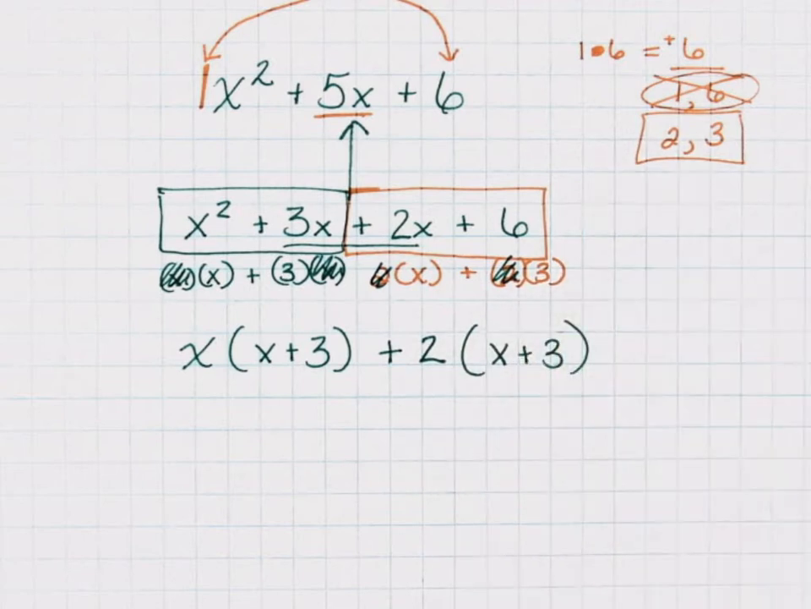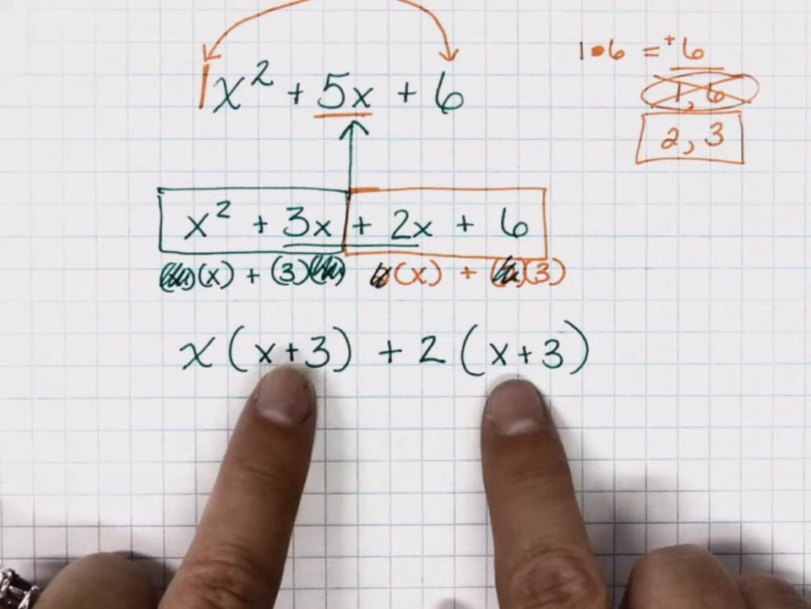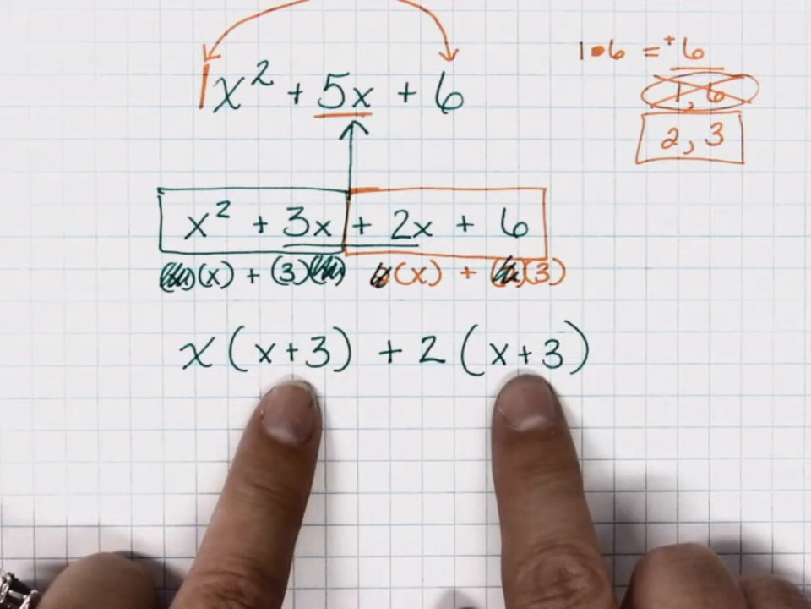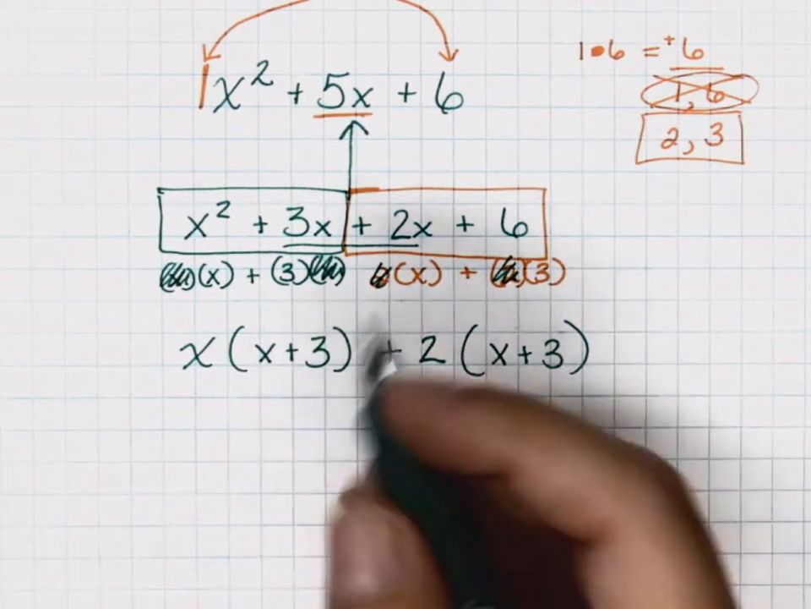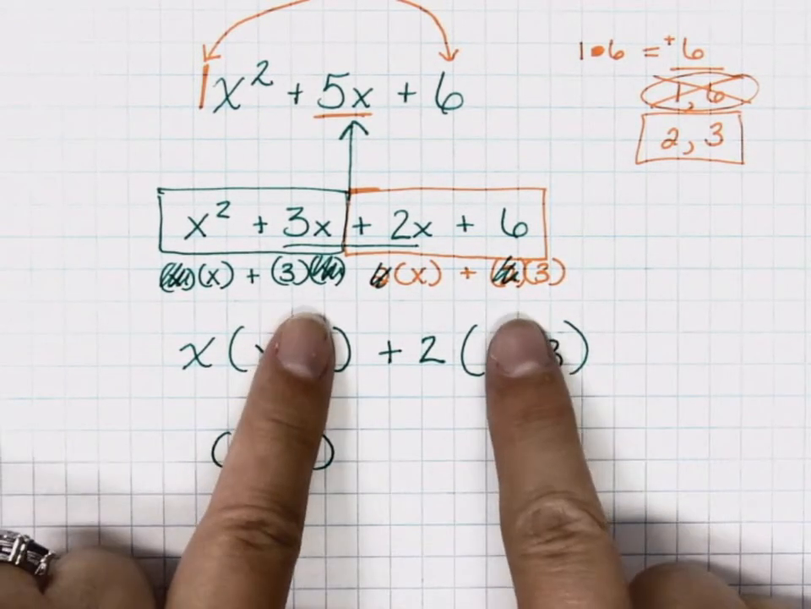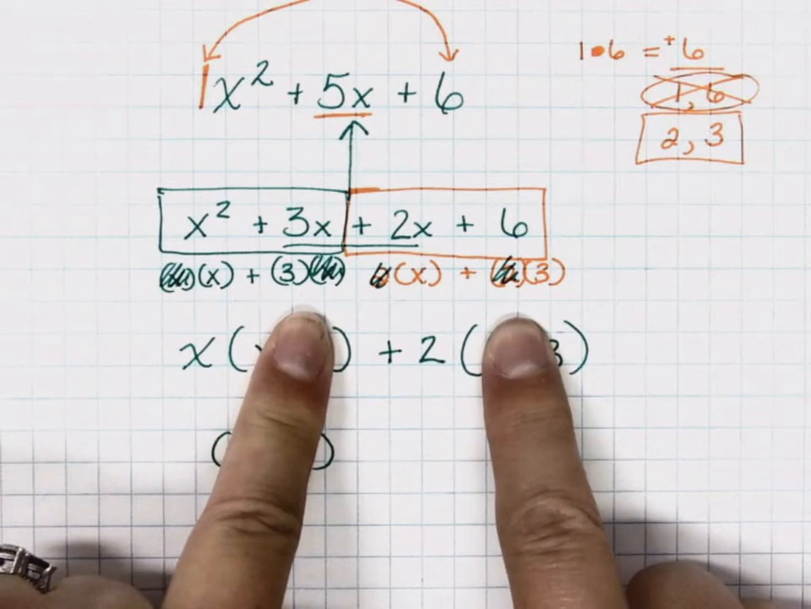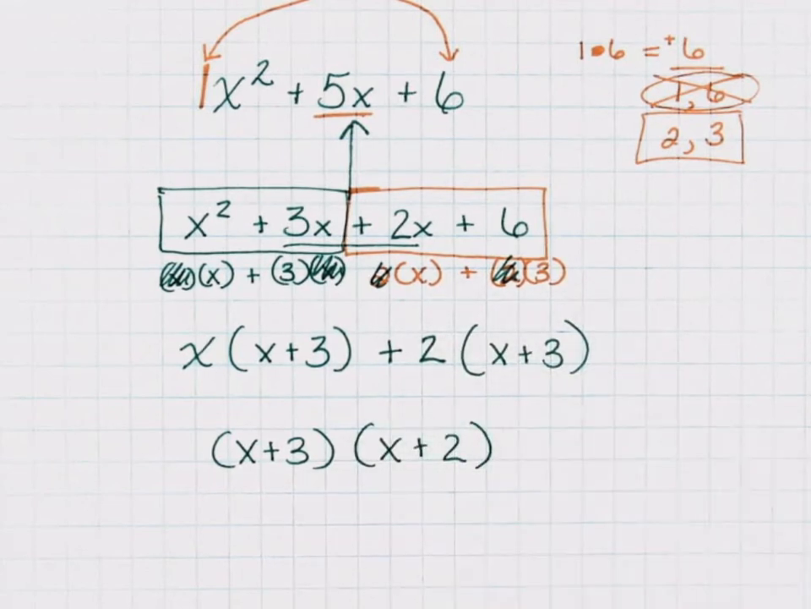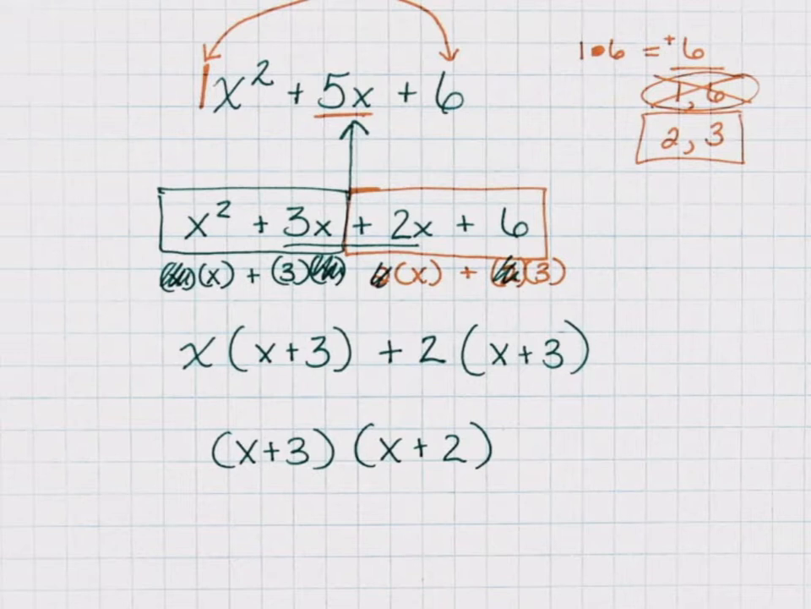Did I do it right? I know I did it right because these 2 things are the exact same. If they're not the exact same, then we haven't done it right. Okay, so I'm going to write down the binomial that is the exact same. I only write it down once. And if I cover that over, what's left? X plus 2, so that's my second binomial. And there you go, you factored.